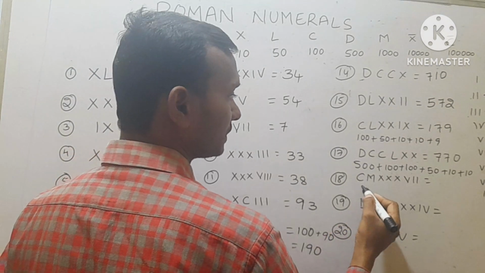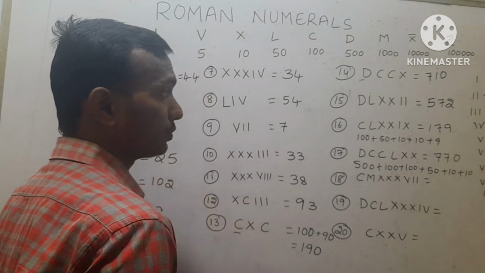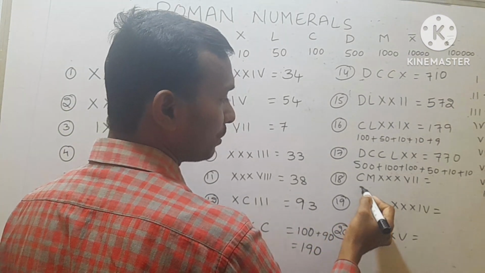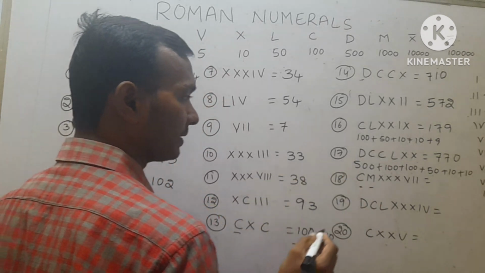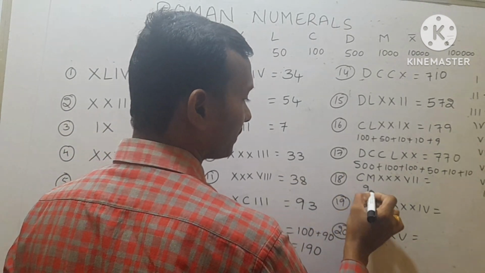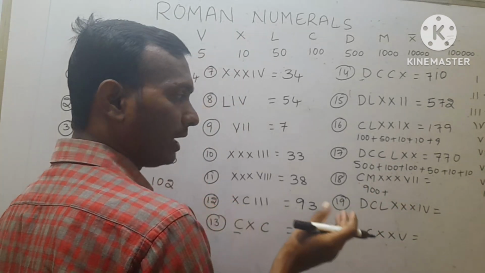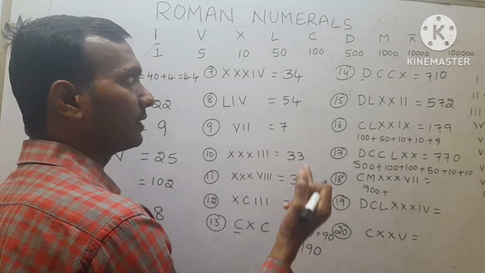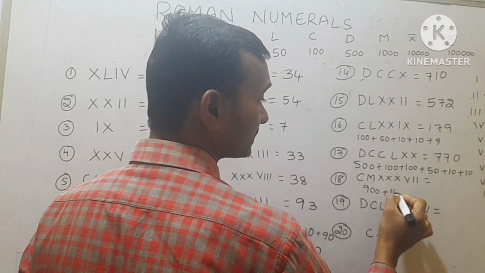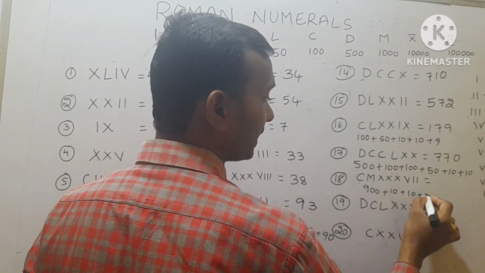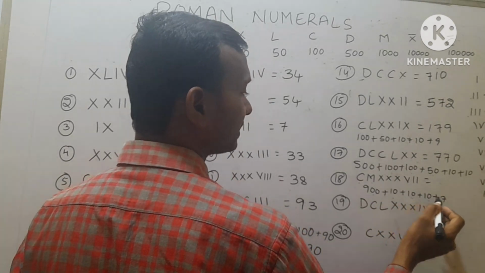Next, CM. C stands for 100, M stands for 1000. So a smaller value is before a larger value. We have to subtract 1000 minus 100. That will give you 900. Whenever you see a smaller value before a larger value, we have to subtract that smaller value from the larger value. 1000 minus 100, that is nothing but 900. Next, 10 plus 10 plus 10 plus 7. 900, 910, 920, 930, 937.